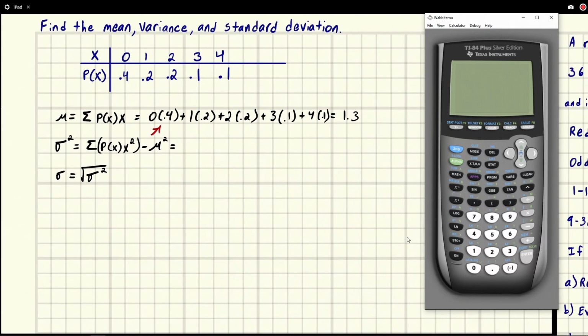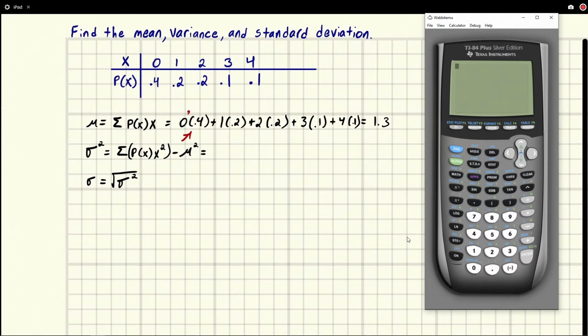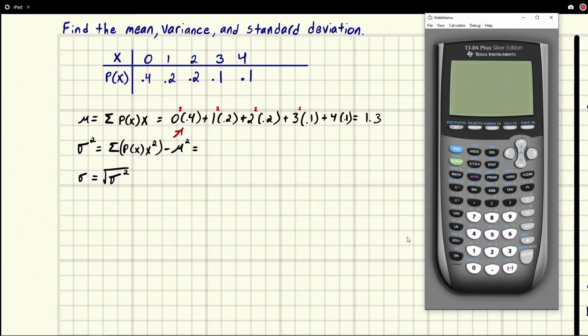So we got that right there. All we need to do is put squares on all the x values, like so. And we just need to subtract off 1.3 squared. That'll give us the variance. So let's go ahead and do that.